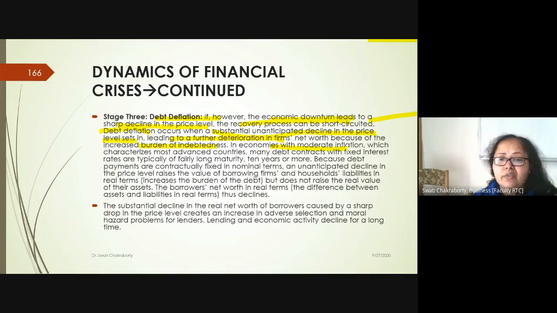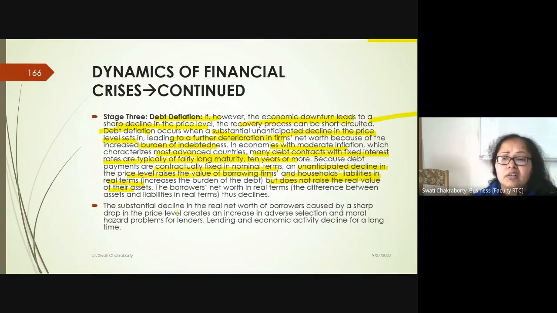Economies which have moderate inflation, which is where most advanced countries are, right, have many debt contracts with fixed interest rates that are typically of fairly long maturity, like 10 years or more. Because debt payments are contractually fixed in nominal terms, what happens? An unanticipated decline in the price level raises the value of the borrowing firms' and households' liabilities in real terms, but does not raise the real value of their assets, right?